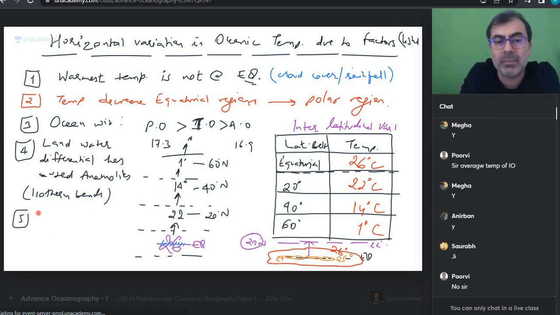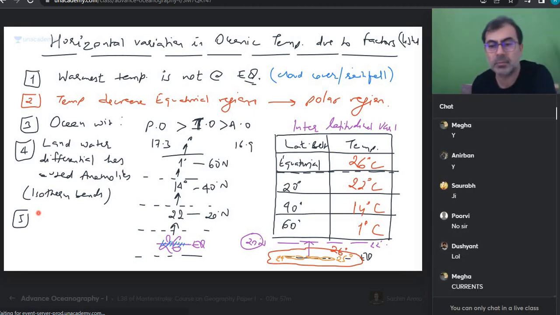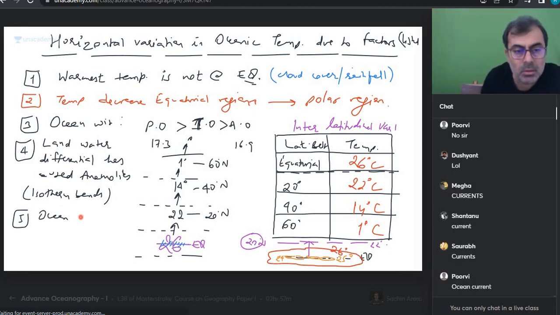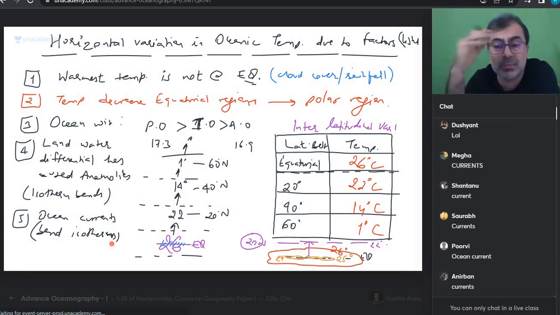If land and water can bend the isotherms, who else can bend the isotherms? जल्दी से बताओ, who else can bend the isotherms in oceans? वो भी एक फैक्टर हो जाएगा और वो भी एक ट्रेंड हो जाएगा. Ocean currents bend isotherms. So वो जो कोई अभी थोड़ी देर पहले somebody suggested relief or height and something, I don't know what was the word. Instead of that, ocean currents are going to make a difference. Is everyone okay with this?